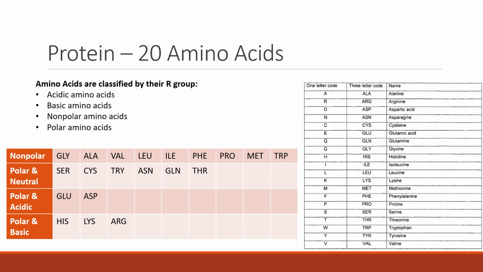There are 20 amino acids, and each of the amino acids is classified by its particular R group. So we can have acidic amino acids, basic amino acids, non-polar amino acids, and polar amino acids. Here's a chart that I put together for you guys that lists the non-polar amino acids, and then the polar and neutral amino acids, the polar acidic and the polar basic amino acids.